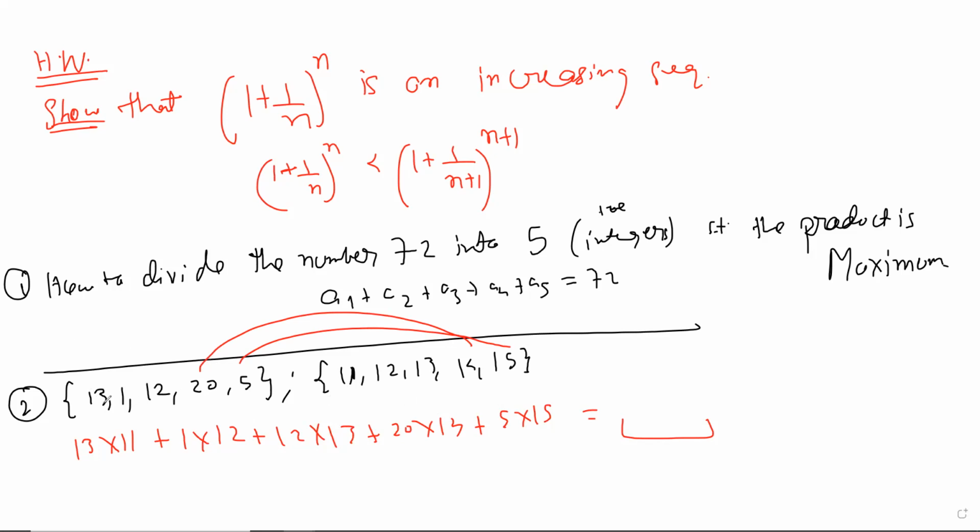Which one should you pair with which? You need to tell me. If I pair 13 with 11 and 1 with 12, is that going to give me the maximum, or is there some other pairing? You have to tell me which pairing will give the maximum.